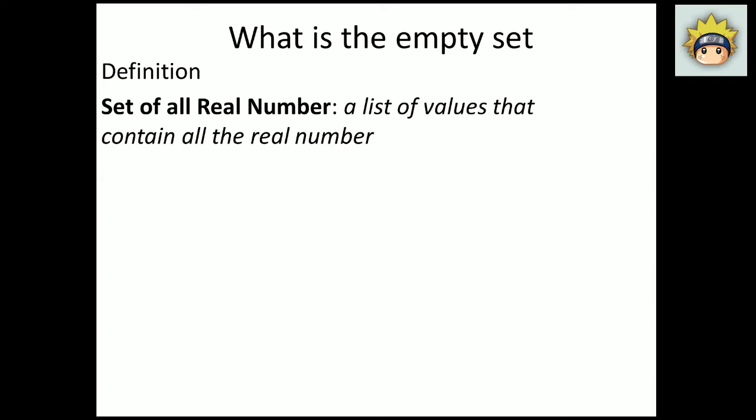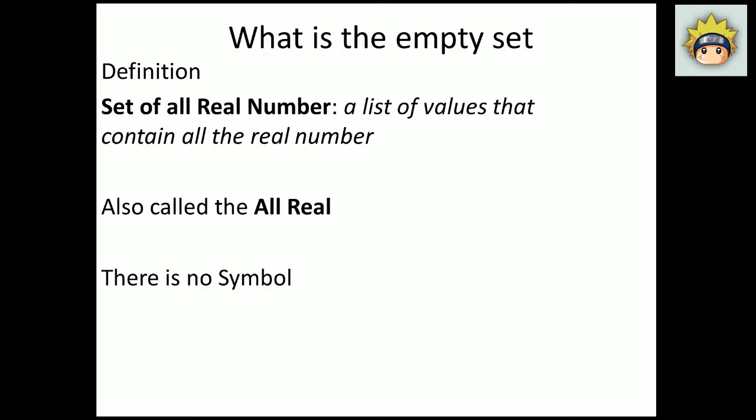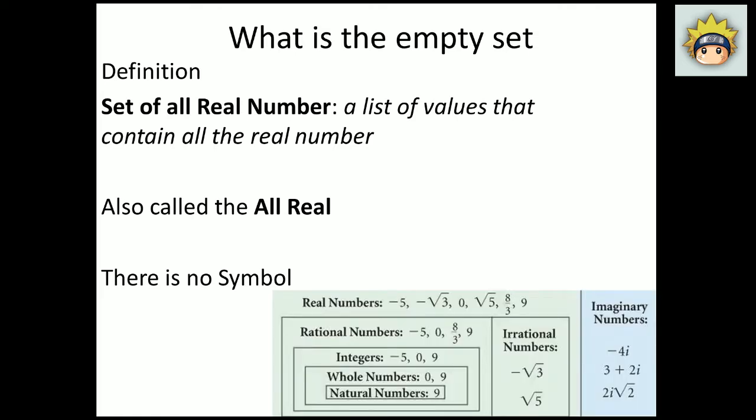It's a list of values that contains all the real numbers. It's also called all real. Some people do not write set of all real numbers, and the book uses all real. There is no symbol for all real or the set of all real numbers. So some of you are wondering, what is the set of all real numbers?